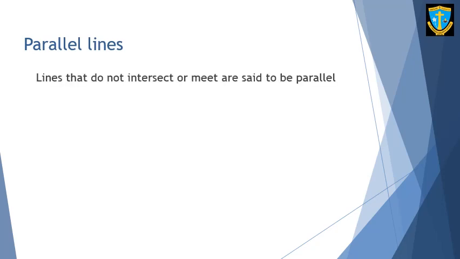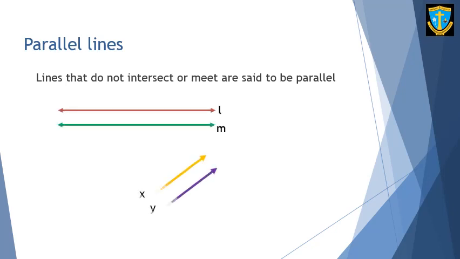Parallel lines. Lines that do not intersect or meet are said to be parallel lines. For example, the highway is parallel on both sides. But we have intersection points, like where 4 roads meet, there is an intersection. So these lines which do not meet each other are called parallel lines. For example, lines L and M are parallel to each other, or lines X and Y are parallel to each other.